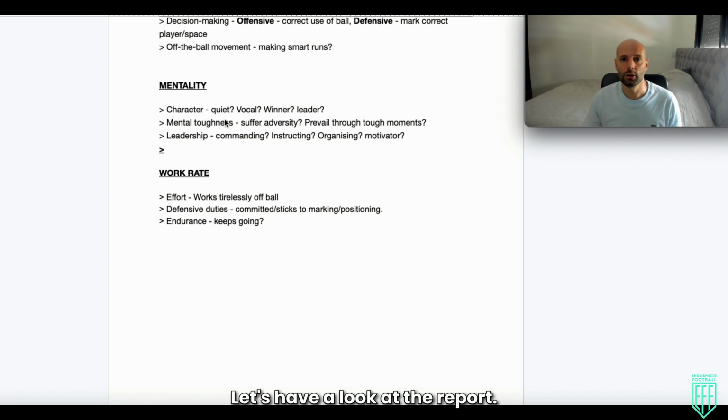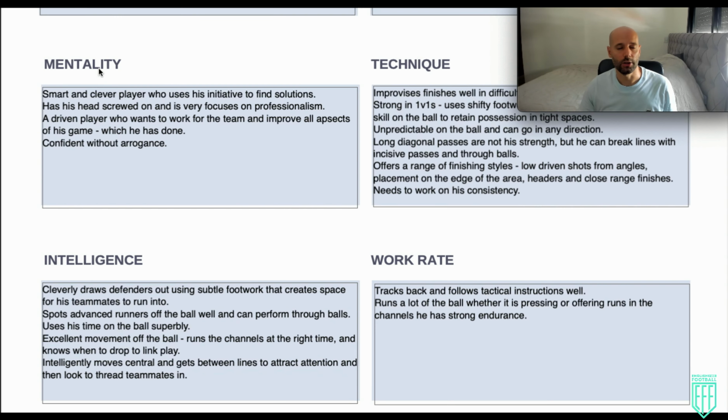Let's have a look at the report. They may use some other phrase here, or in some cases, some don't even use it. They just focus on the actual technical and skills ability. Whether it's a young player, sometimes they do that. But let's say that they do include it in your report. So I put here smart and clever player. He uses his initiative to find solutions. So smart and clever, of course, is part of intelligence, but I just wanted to reaffirm that he is. And he uses his initiative so he can think for himself to find solutions.